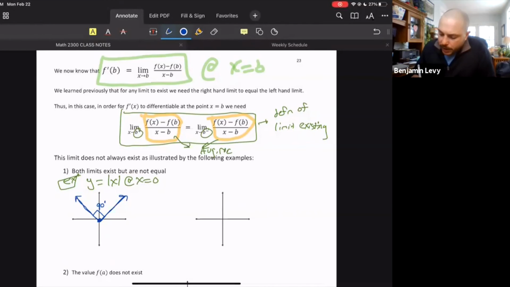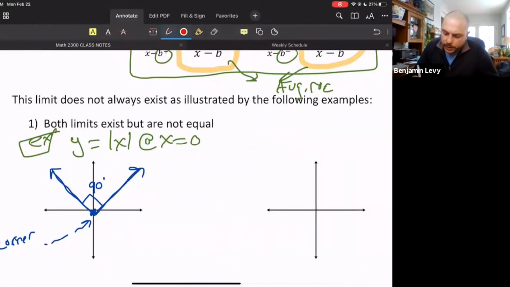And that 90-degree angle is what's known as a corner in the math world. And so if we think about the limit as being the slope of the line at each one of those points, let me just go ahead and zoom in on this one so we can look at it more carefully. The slope of this line is -1, right? Because it's going down. It's just the line y equals -x. And the slope on the other line is 1.